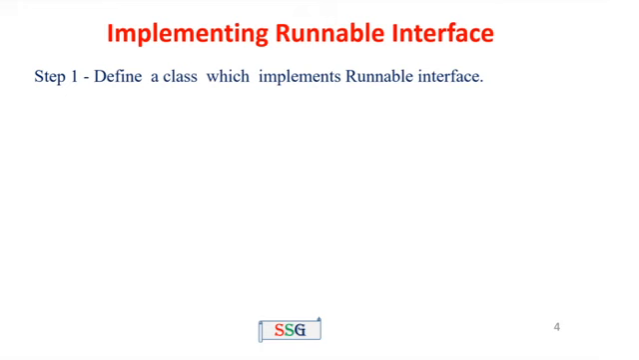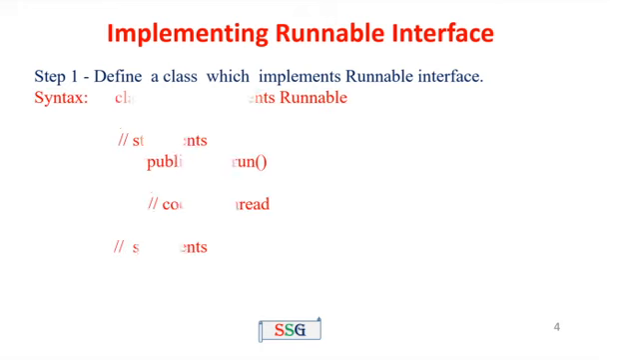The first step, define a class which implements the Runnable interface. The syntax for the same: class UserDefinedClassName implements Runnable. Here the user defined class name is any name the user assigns. In Runnable, the R is a capital letter, just keep that in mind. Then inside the class we have a lot of statements, but inside the class we should define the method, that is the run method, public void run. The run method contains the code for the respective threads. Okay, this is the first step.